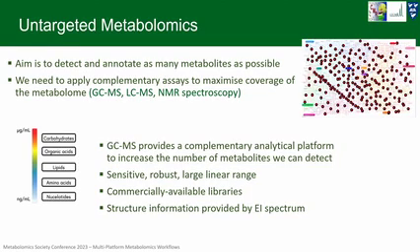So, what are we trying to do in untargeted metabolomics? We're trying to measure and annotate as many metabolites as possible. And to do this, we need to apply complementary assays so that we maximize the coverage of the metabolome. And this can include GCMS, LCMS, NMR, for example. So GCMS provides us with a great complementary platform so that we can increase our metabolite coverage. It's sensitive, it's robust, and it has a large linear range. And one of the really key points is that we've got these commercially available libraries that help us to annotate. And for anybody that works in the field will know the pain of trying to identify your metabolites in your studies. And we can also get structural information by the electron impact spectrum.